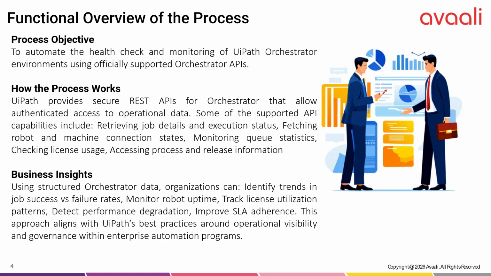UiPath provides secure REST APIs for Orchestrator that allow authenticated access to operational data. Some of the supported API capabilities include retrieving job details and execution status, fetching robot and machine connection status, monitoring queue statistics, checking license usage, and accessing process and release information.